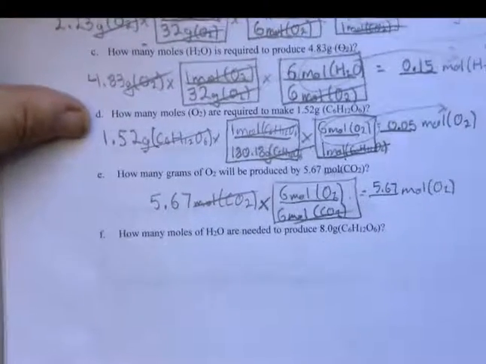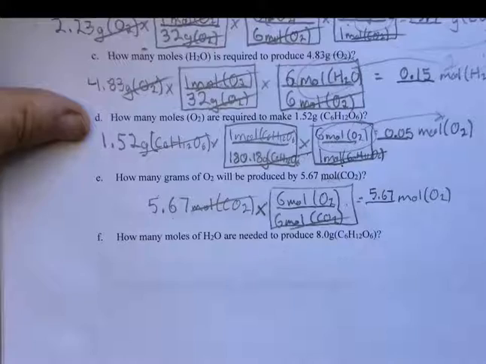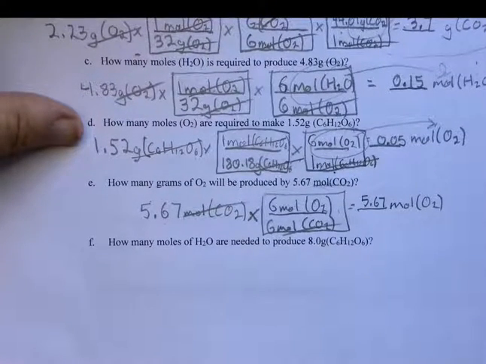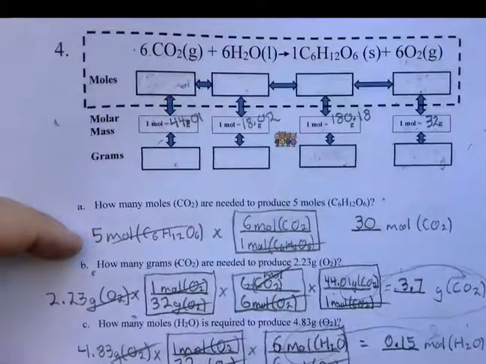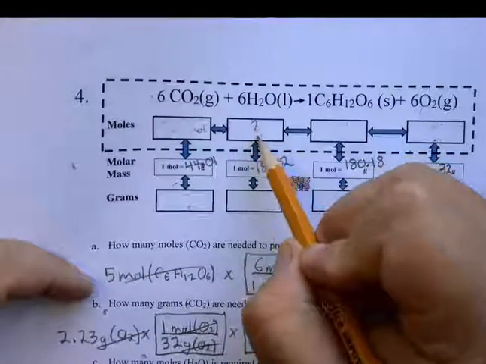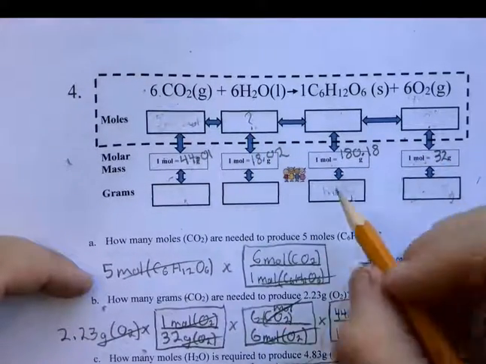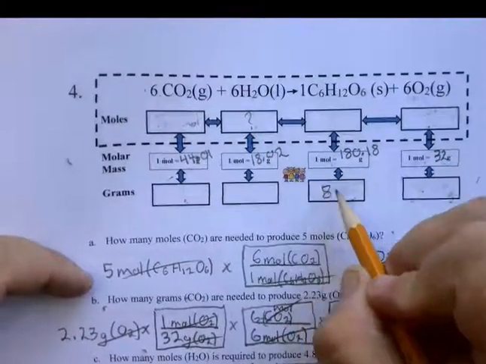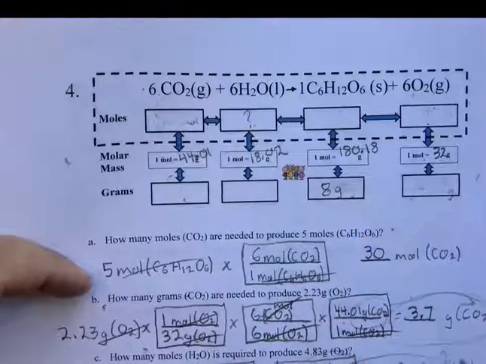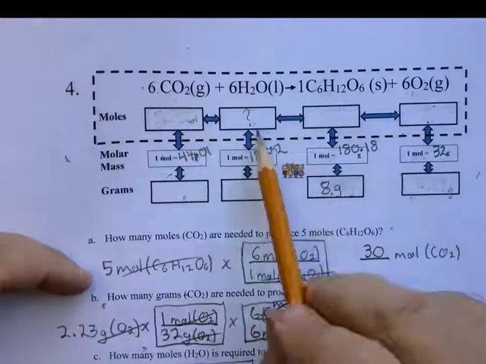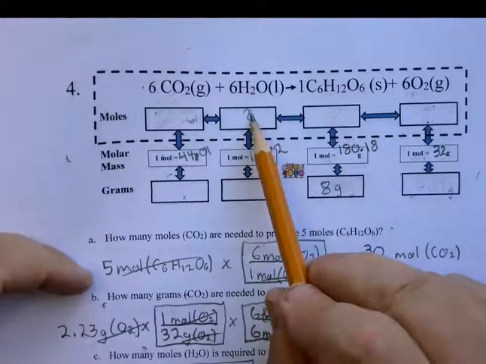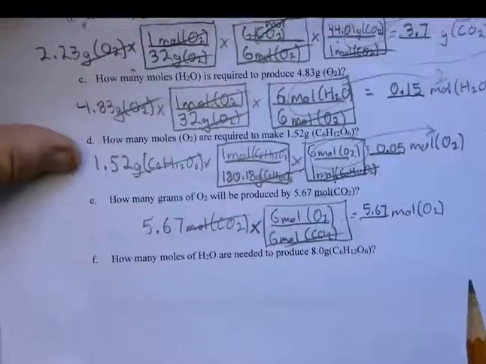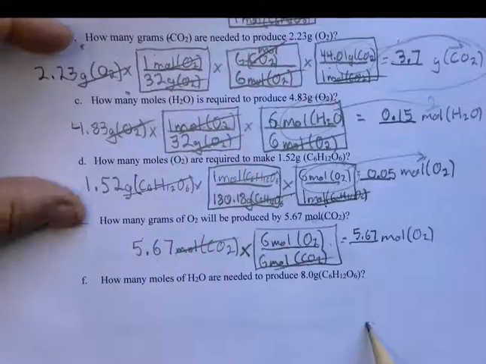And the last problem we have is a moles to grams problem. Okay, so here we go. How many moles of H2O are needed to produce 8 grams of glucose? So it's asking how many moles here to produce 8 grams of glucose. So there's 8 grams right there. We're going from the number to the question mark. So we go up through the molar mass of glucose, and then from moles of glucose to moles of water. And that gets us to our final answer. So let's go ahead and do that.